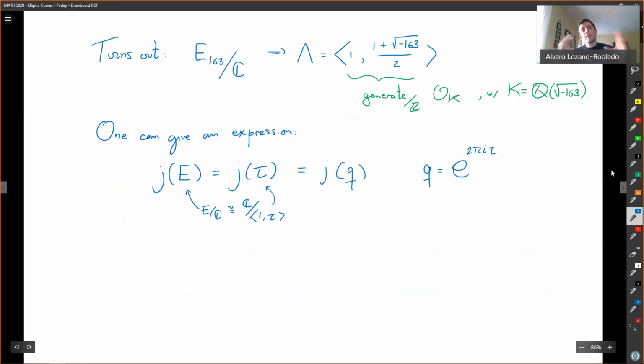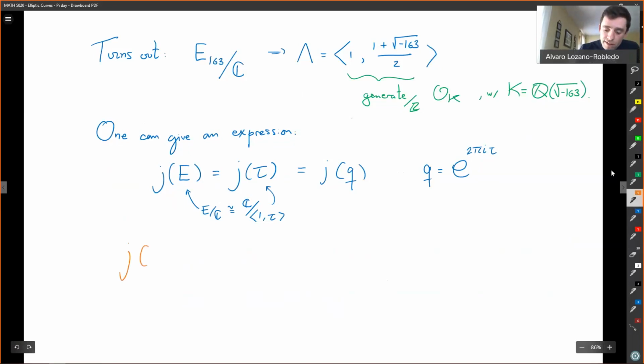That's because there is another translation that one can do. If tau gives you an elliptic curve, then tau plus 1 gives you the same lattice because 1 is in the lattice itself. So this function j(tau) is cyclic in that way. It actually only depends on e to the 2 pi i tau. Great. So I can actually give you the expression of j(q).